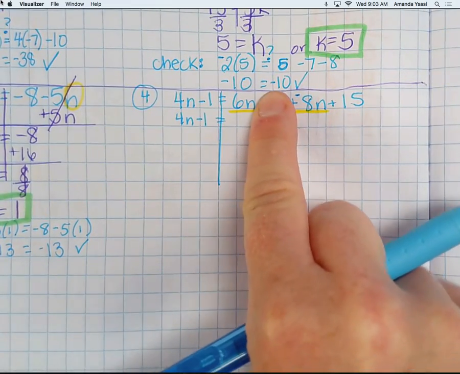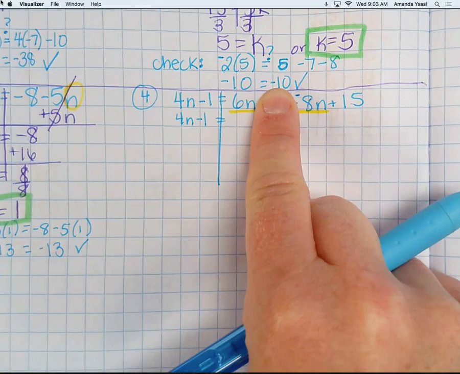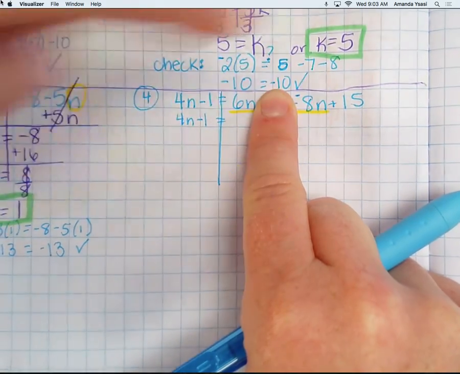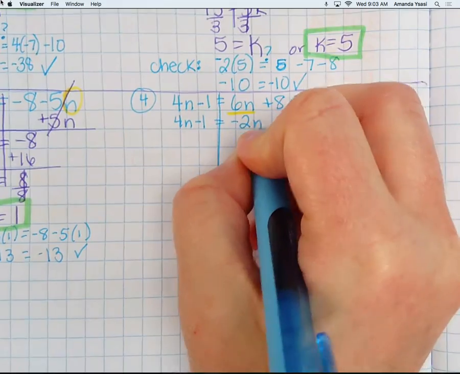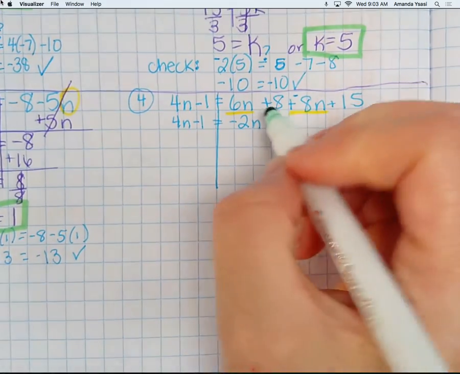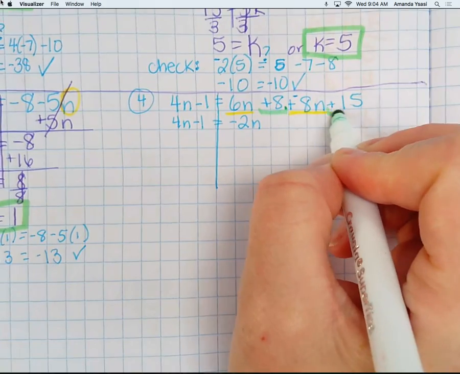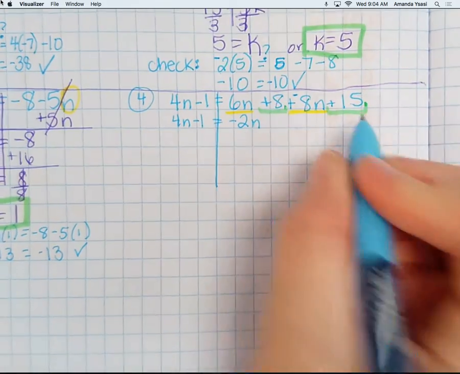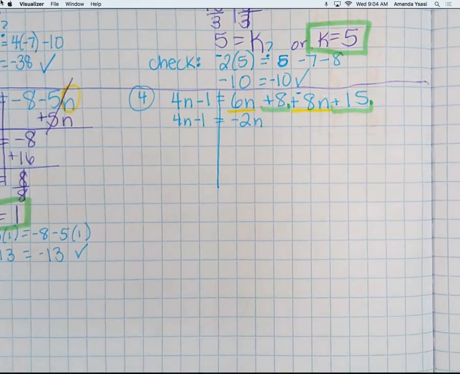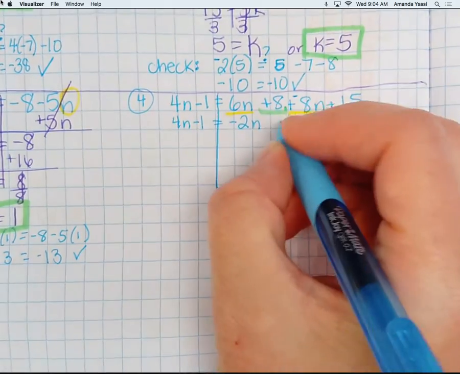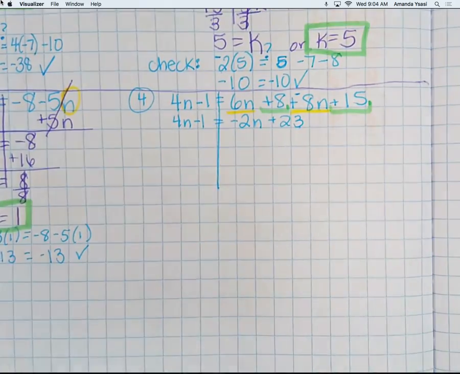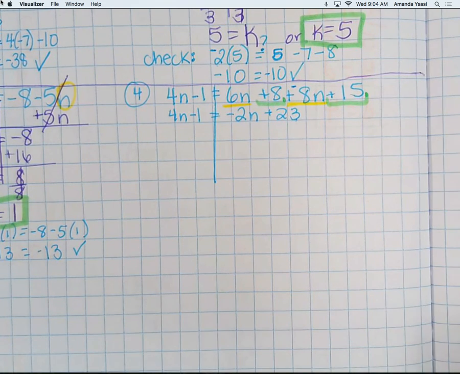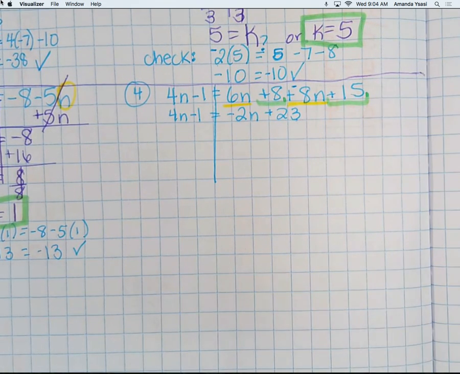So whenever I do that, I'm just ignoring this number right here, and I'm only looking at the 6n minus 8n. I get negative 2n. And then we have 8 plus 15. Since they're on the same side of the equal sign, I just simplify them. So 8 plus 15 is 23. Okay, so now it's simplified. I have a variable with a coefficient and a number on both sides. So now I can start moving my variable.